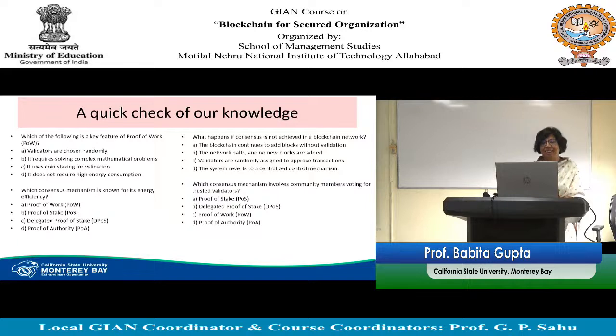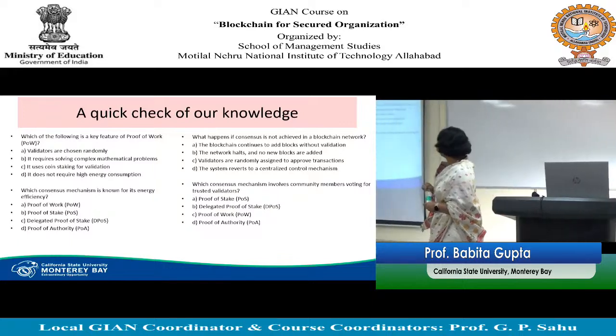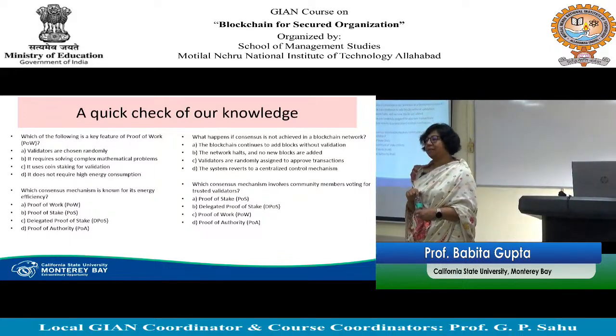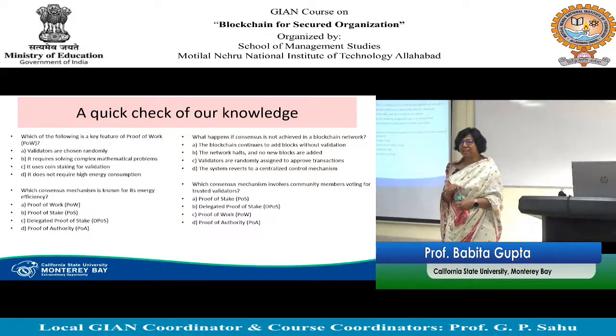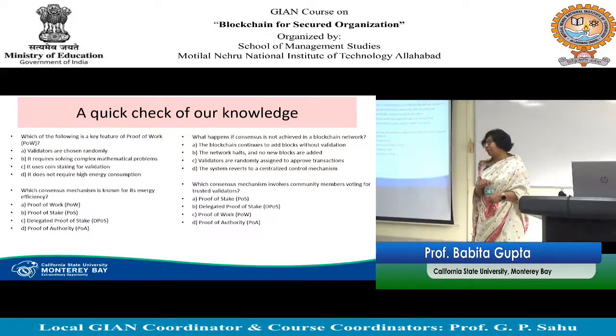And then the last one is, which consensus mechanism involves community members voting for trusted validators? Delegated proof of stake. So it gets the best of proof of stake. It doesn't remove, but at least reduces, the element of wealthier people calling all the shots.